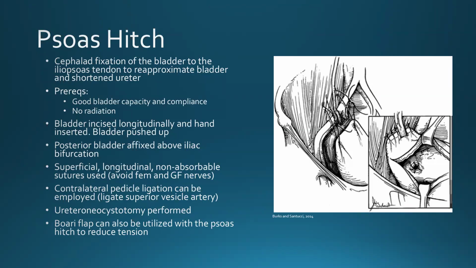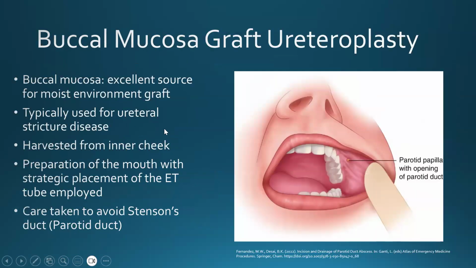The contralateral pedicle of the bladder can also be ligated. That's ligation of the superior vesical artery in order to provide more length and mobility for the bladder. And then, of course, a ureteroneocystotomy is performed. And occasionally, a Potpourri flap can also be utilized at the same time in order to gain more length on that ureter. So that's kind of utilizing native urologic tissues in order to perform these repairs.